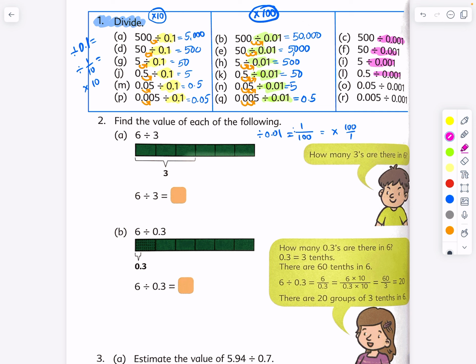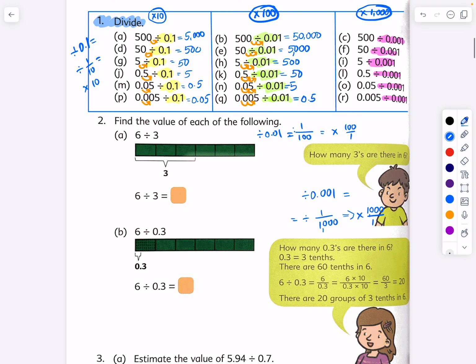Now, in the last column, let's take a look at this pattern. We are again dividing by a decimal. In this case, we're dividing by 1 out of thousands, right? So to divide by 0.001, we can rewrite it as to divide by 1 out of 1,000, right? And how do we divide by a fraction? It's the same as multiplying by a reciprocal, which is 1,000 over 1. So here, we're basically increasing the dividend 1,000 times.